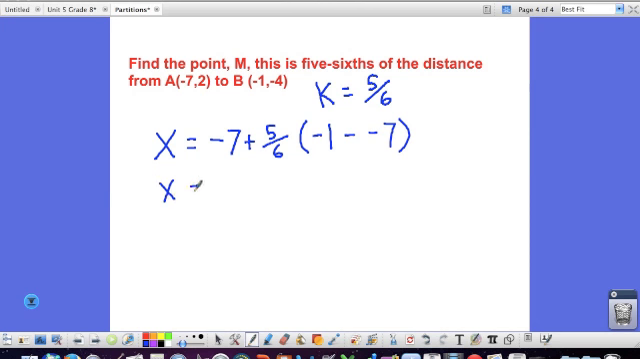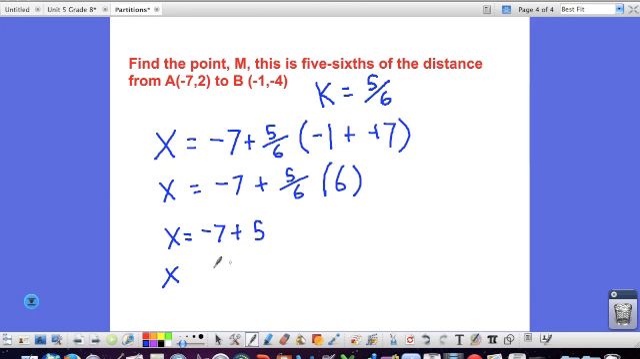So x equals -7 plus 5/6 times (-1 plus 7, which is 6). So that becomes x equals -7 plus 5 times 6, which is 30, divided by 6, takes me back to 5. So x equals -2. That's the x value for this point M.